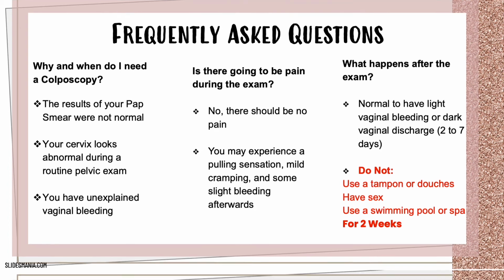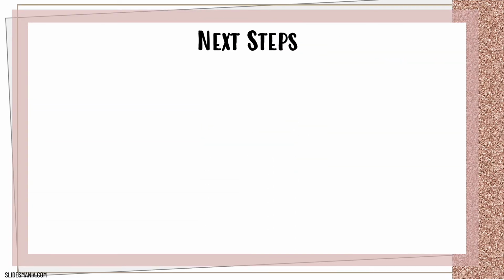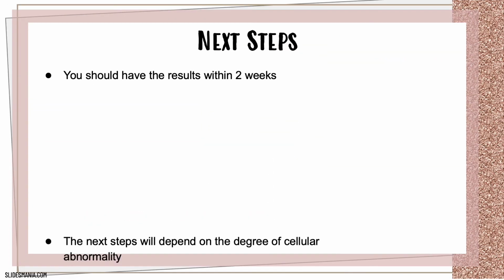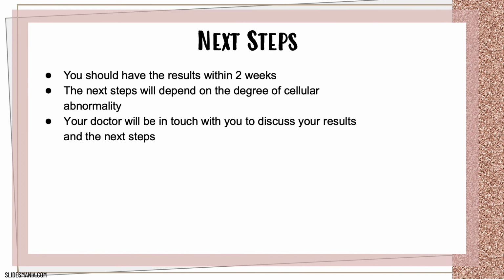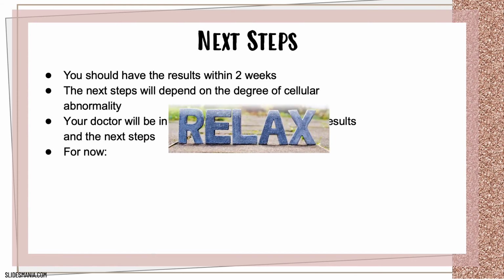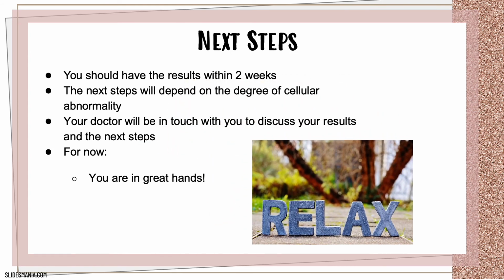Now, what are the next steps? You should have your results within the next 2 weeks. And the next steps actually depends on the degree of your cellular abnormality. Your doctor will be in touch to discuss your results and give you the final plan for the next following steps. For now, it's your job to relax. You're in the best hands.